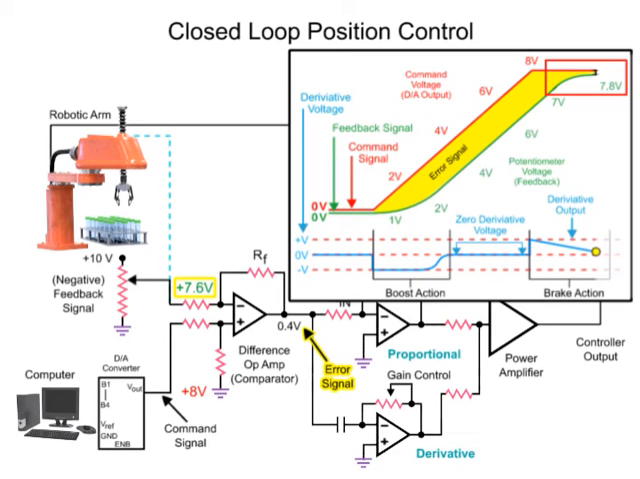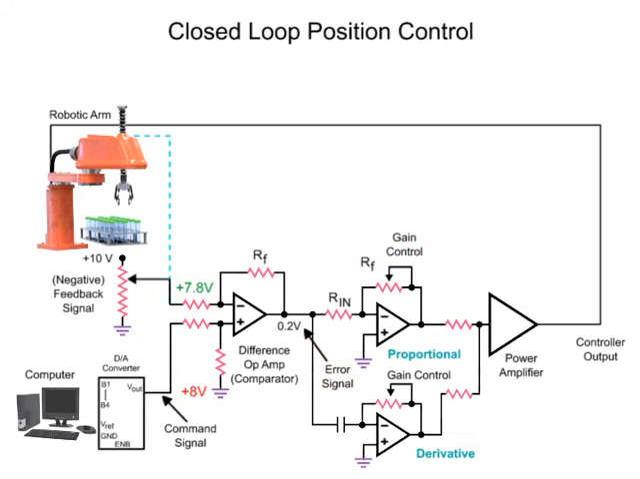Friction and mass of the robotic arm contribute to the system negatively, where the robotic arm fails to reach the desired position. With a reduced error signal due to feedback voltage and command voltage not being equal, a steady-state error condition exists. In this condition, the difference op amp creates a steady voltage and the arm continues to move.